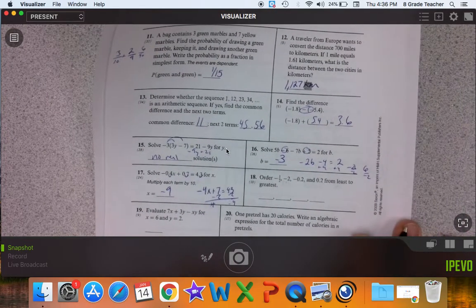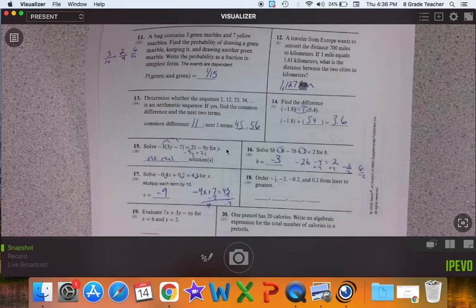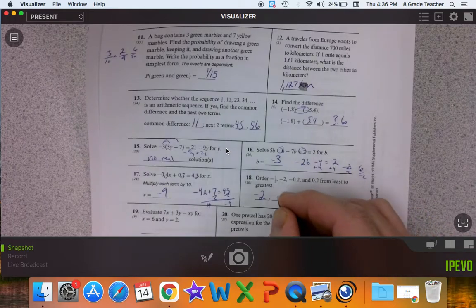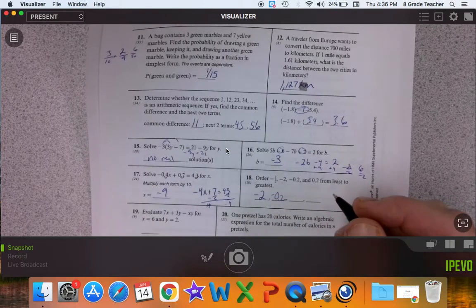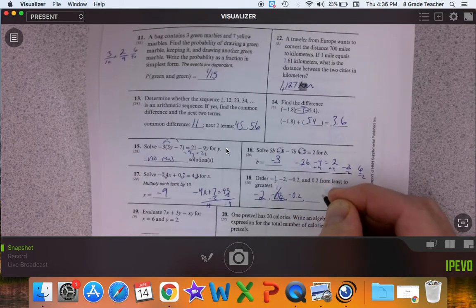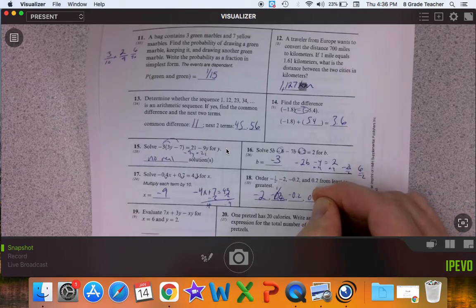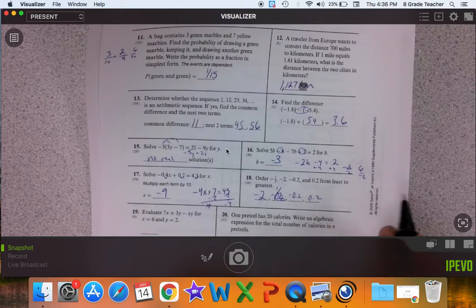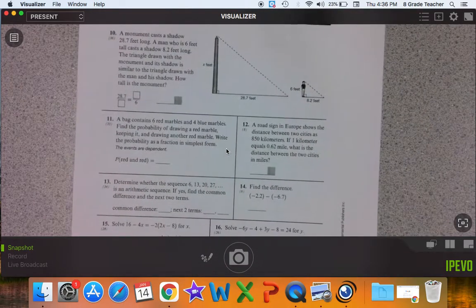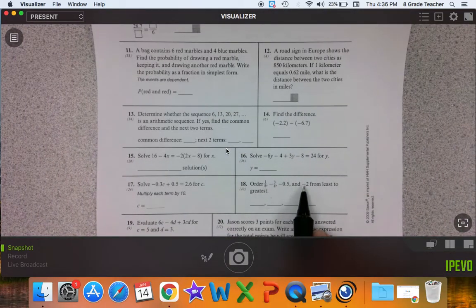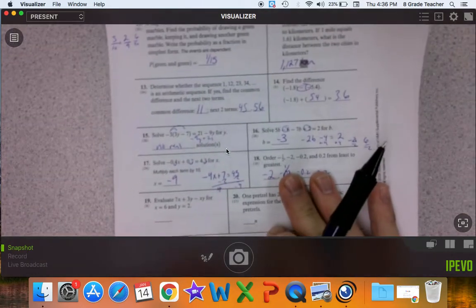In number 18, put these in order from least to greatest. Obviously, negative numbers are smaller on our number line, so negative 2, negative 1/2 goes here, negative 0.2, and then 0.2. Oftentimes people get confused with the decimals, but the decimal number that's positive is larger than any of the negative numbers in this case. Same thing's going to show up here, except you now have different fractions and decimals. You might need to put those all in decimal form and compare them, or all in fraction form and compare them.